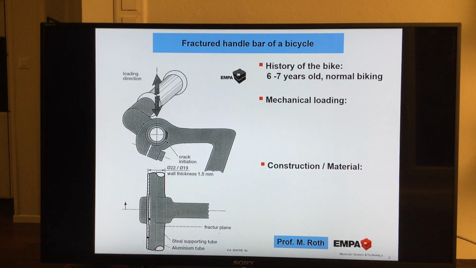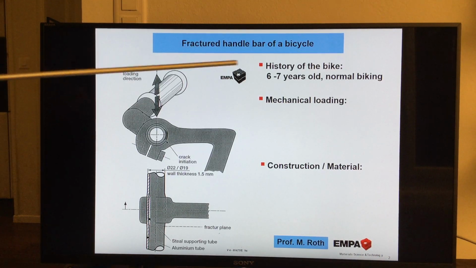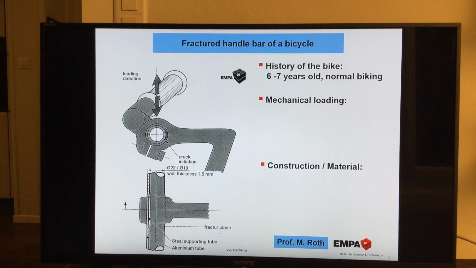Now we start here. We see a drawing, a sketch of the bicycle, and I can tell you the history of the bike. It was already 6 to 7 years old, running, and it was told that it was normal biking.